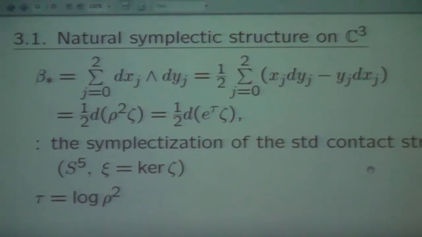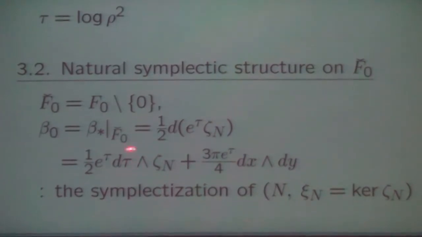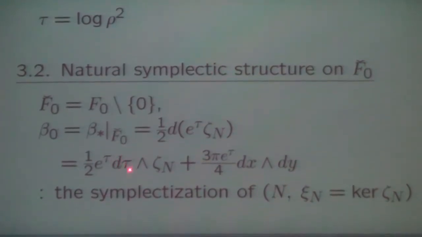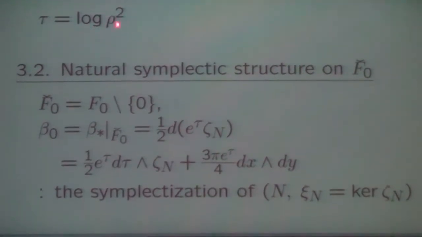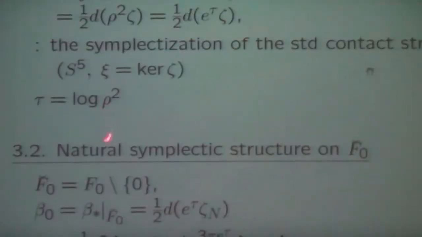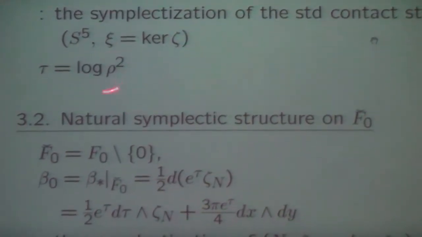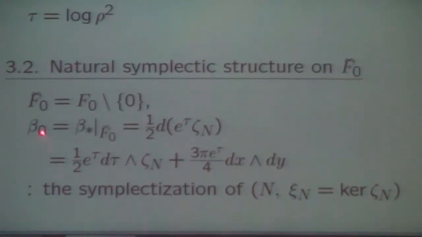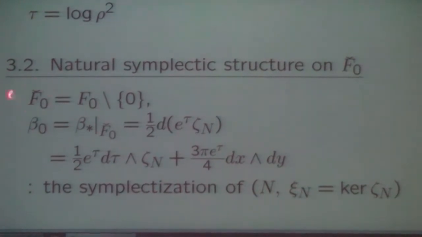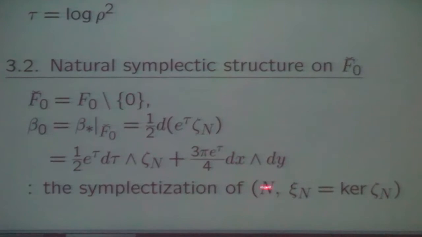In that coordinate, and for some reason, theta is replaced by tau. But anyway, tau is the log of rho square. So tau is the additive coordinate. So the natural symplectic structure on F0, on the end, has this expression.